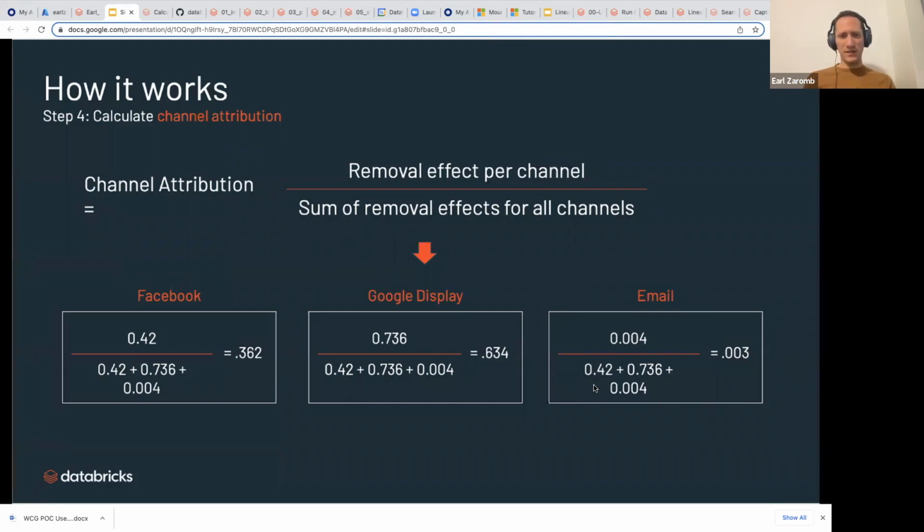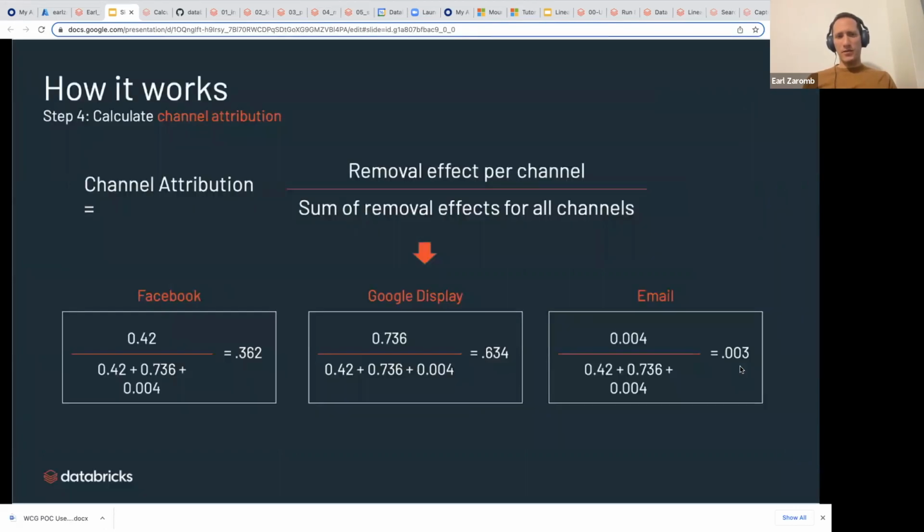And so that will give you that actual channel attribution. So in this particular example, it's saying that for any given purchase, we can give 36% credit to Facebook, 63% to Google, and 0.3% to email, for example. And that's how we would assign credit to a particular conversion. So that's just an example.